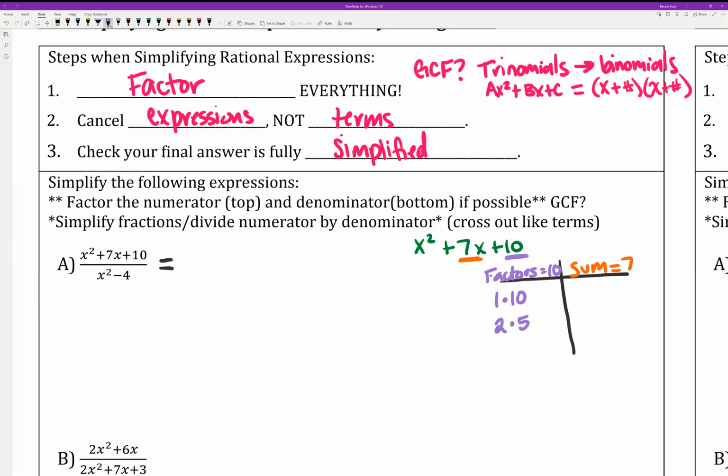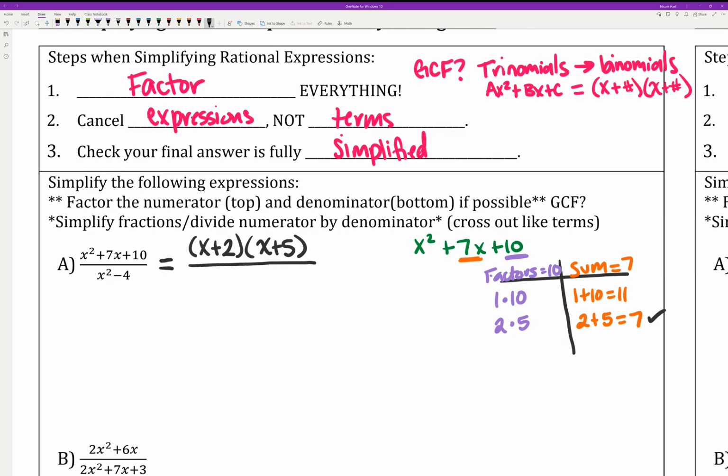Both of those are going to equal 10. So we have to think about, well, which ones add to equal 7? 1 plus 10 equals 11. That won't work. But 2 plus 5 does, in fact, equal 7. So that is the one that we want. So when we factor x squared plus 7x plus 10, that's going to turn into x plus 2 and x plus 5 when we take those two factors, 2 and 5, into consideration.